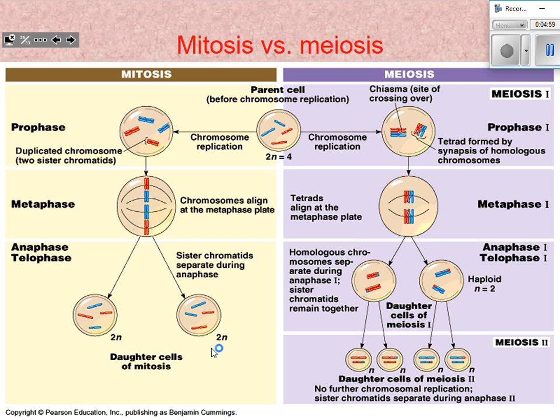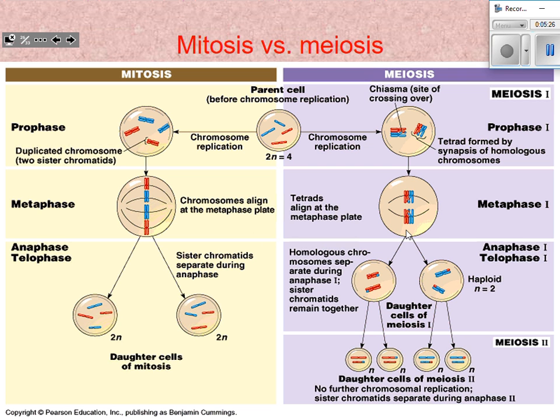Meiosis has cells that are not identical. The daughter cells are all different. In mitosis, we have daughter cells that are identical. So those are just some ideas, some review of differences between mitosis and meiosis.